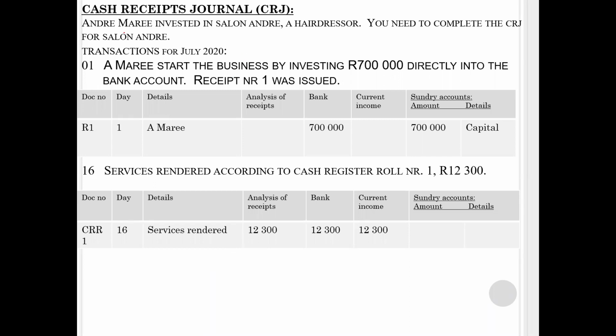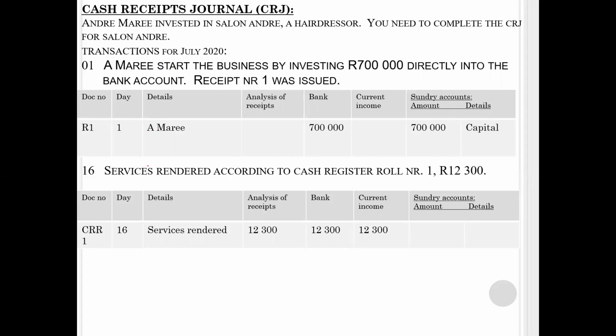Okay, I said there at the top, Andre Maria invested in Salon Andre, a hairdresser. You need to complete the CRJ for Salon Andre. Transactions for July 2020. Now what I've done here, you will see I've put one transaction and how you are going to write it into the journal.